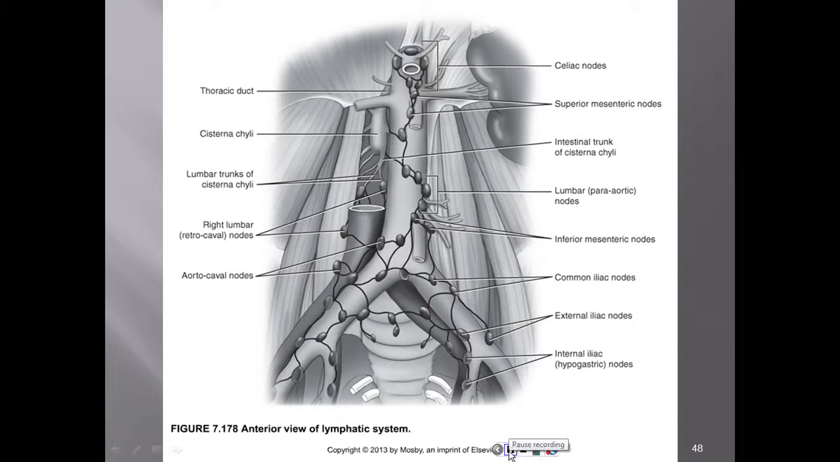Lymph from the abdominal cavity empties into the lumbar trunks, which drain lymph from the legs, lower abdominal wall, and the pelvic organs, and the intestinal trunks, which drain organs located within the abdominal cavity. These trunks then join the thoracic duct and ultimately enter the venous system.